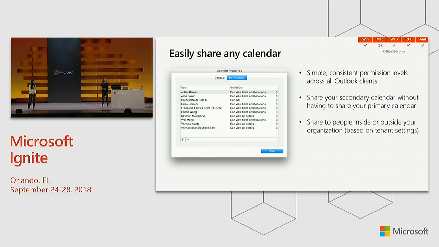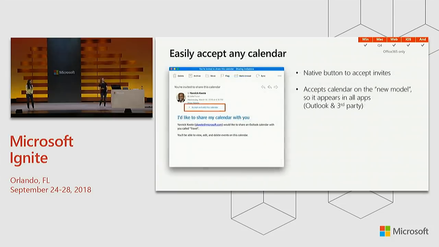What that means is that across every Outlook client, you can share to the same set of people. You see the same set of people. The permission levels are all consistent, and you no longer have to share your primary calendar if you want to share a secondary calendar. That was a big thing that is also fixed in Mac, coming in Q4. Yay! Please hold your applause till the end of the calendar sharing section.